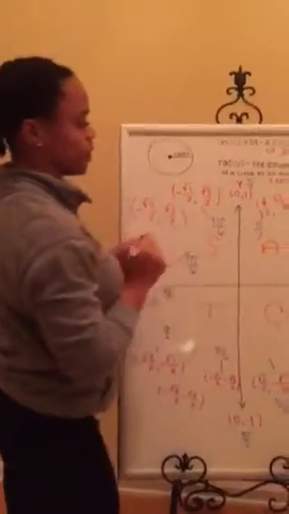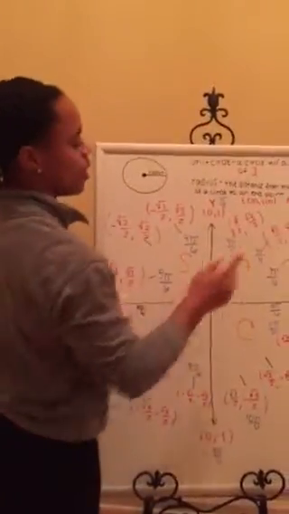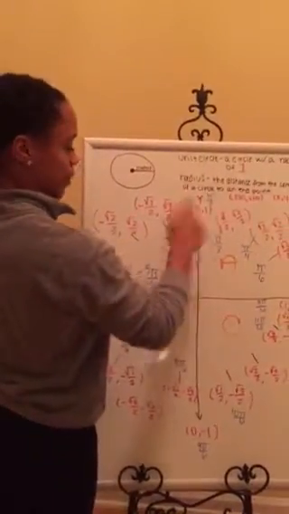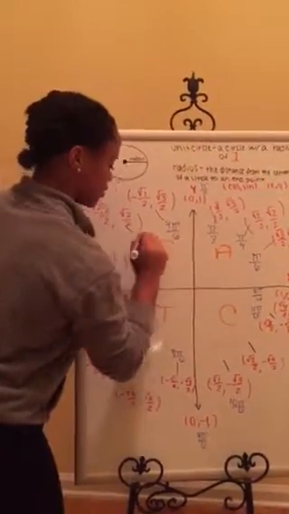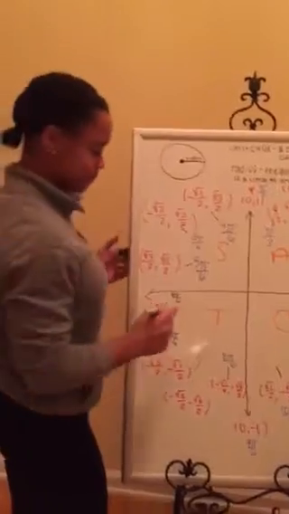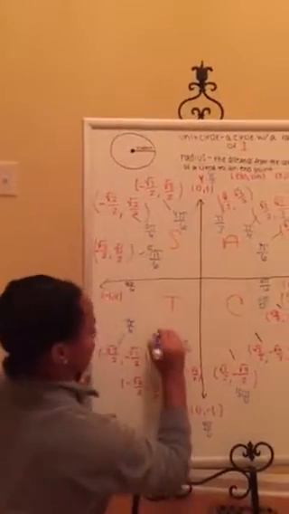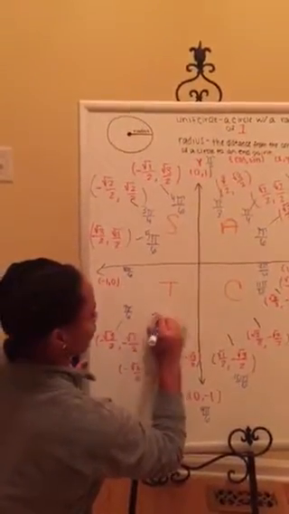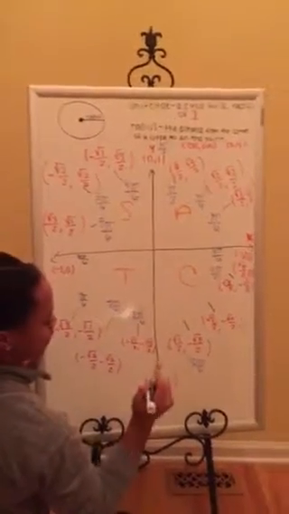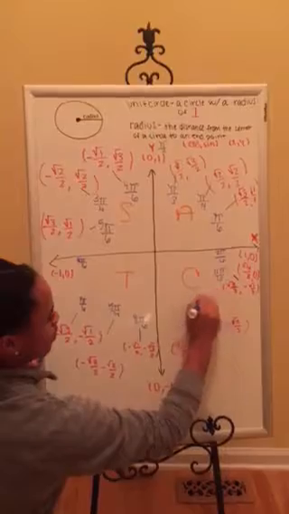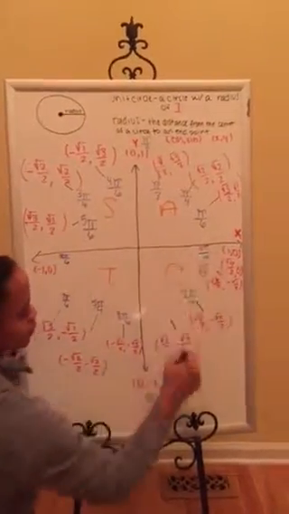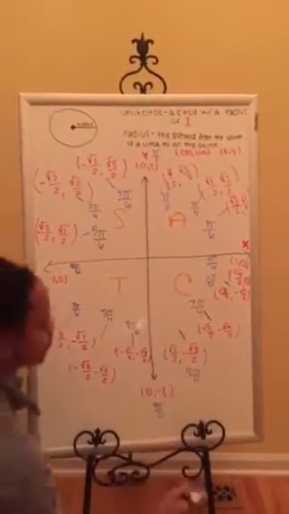Now, we will be doing the 45. Pi over 4, 2 pi over 4, 3 pi over 4, 4 pi over 4, 5 pi over 4, 6 pi over 4, 7 pi over 4, and 8 pi over 4. Don't forget we wrote this value down here.